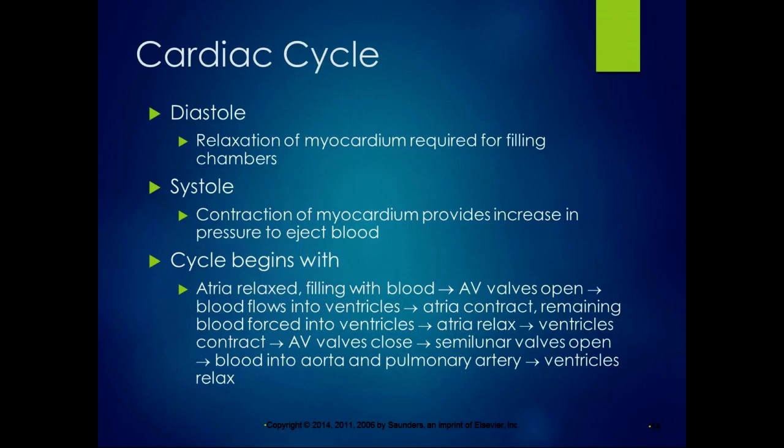So the cycle begins with the atria relaxed, filling with blood. The atrioventricular valves open and the blood flows into the ventricles. The atria contract, forcing the remaining blood into the ventricles. Then the atria relax so they can start to refill again. The ventricles contract. The AV valves close to prevent backflow, and the semilunar valves open, and the blood goes into the aorta and the pulmonary artery, and then the ventricles relax.